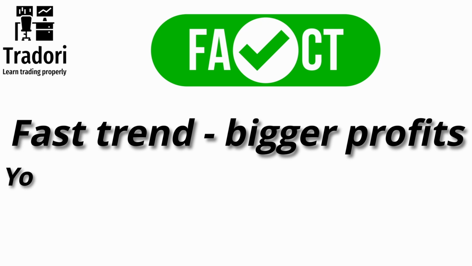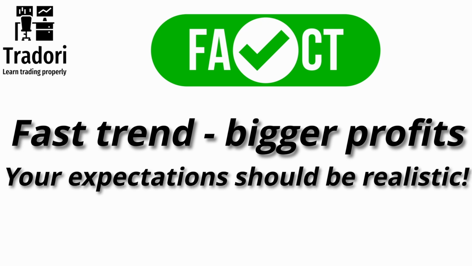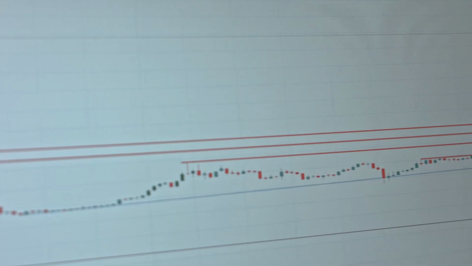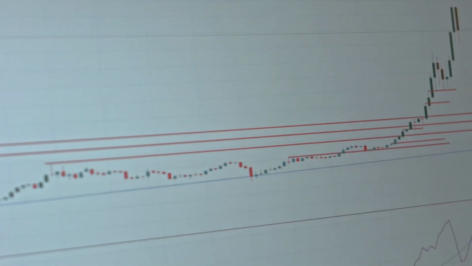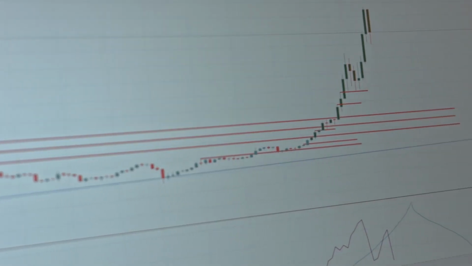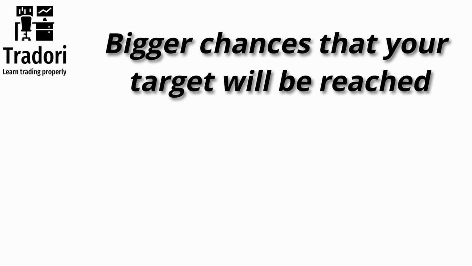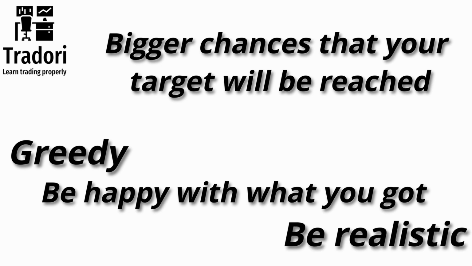Remember that your expectations should be realistic, based on facts you see on the trading chart and in this specific trading environment. Slow trend, lower targets. Fast trend, bigger targets. However, even in fast trends, it would be better not to expect to take many points and be happy with lower targets. In this way, you have bigger chances that your target will be reached. Shortly, do not be greedy, be happy with what you got, and be realistic.